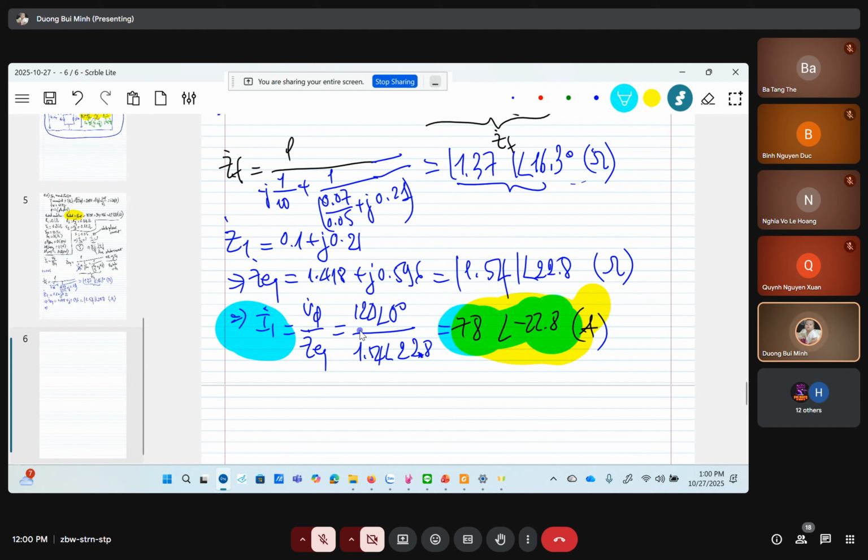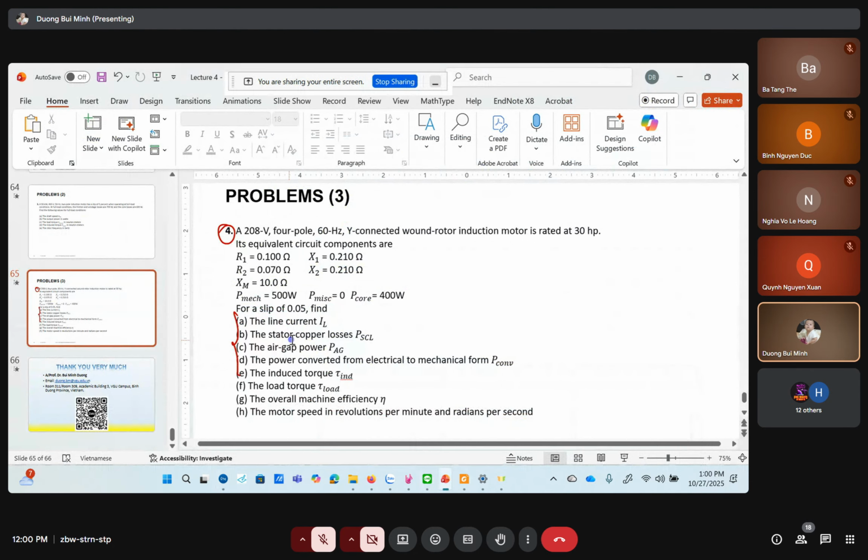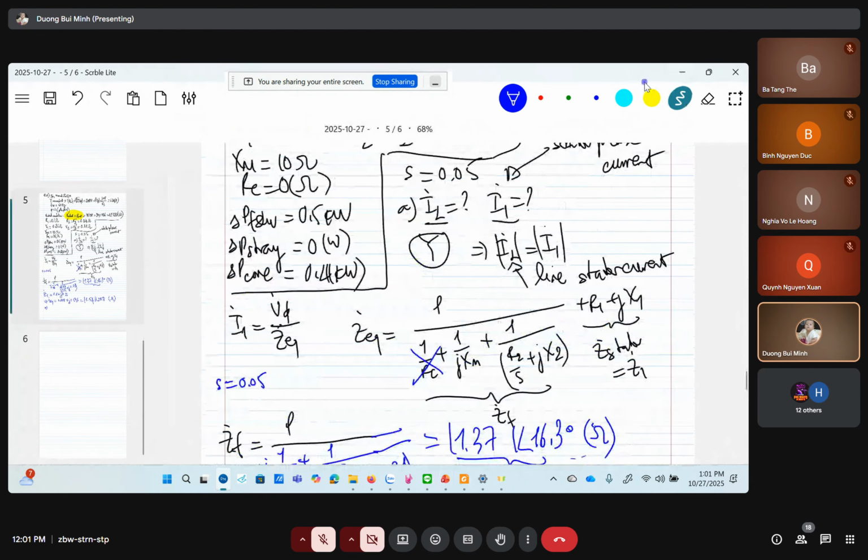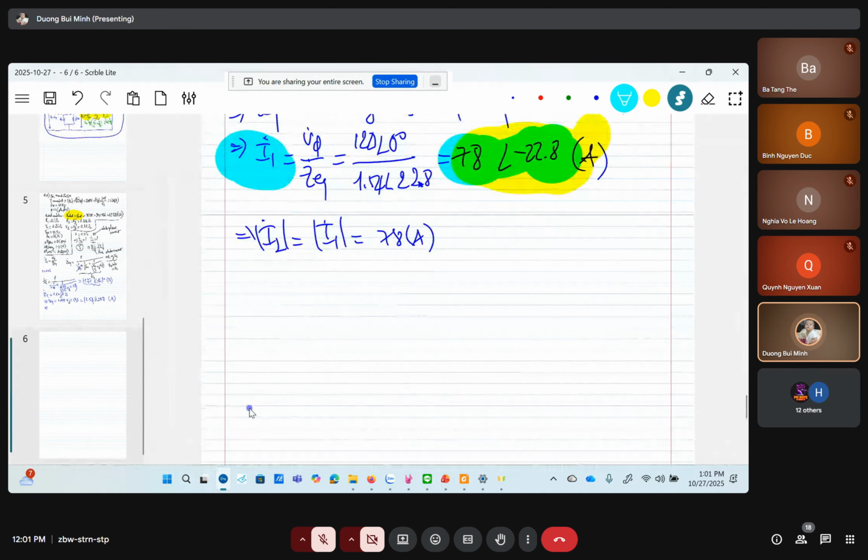Now we finish calculating I1. We know this is the phase current, and for the line current, the magnitude of I_L is I1 times root of 3 for a delta connection, but for Y they are equal, so you get the same 78 amps. Okay, next one, question B.